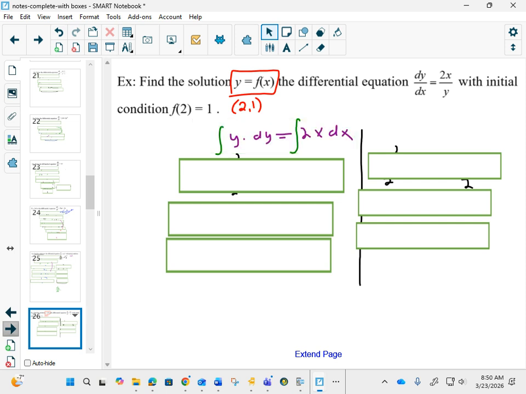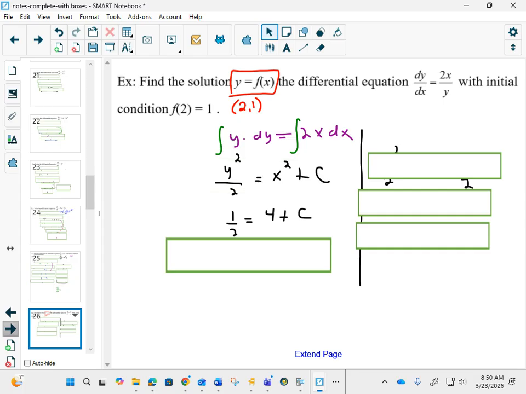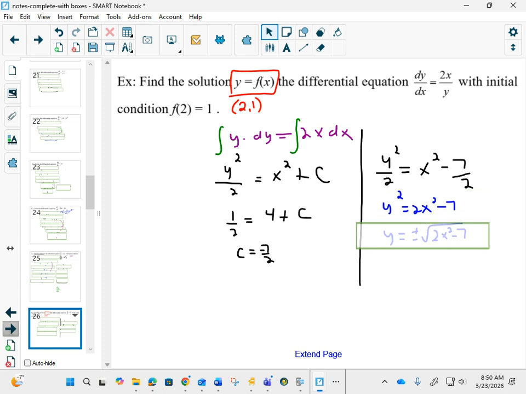Can we separate our x and our y's? Easy integrals with a plus c. Plug in x is 2 and y is 1. Solve for c. And then, can you get y by itself? Yes. By square rooting both sides.